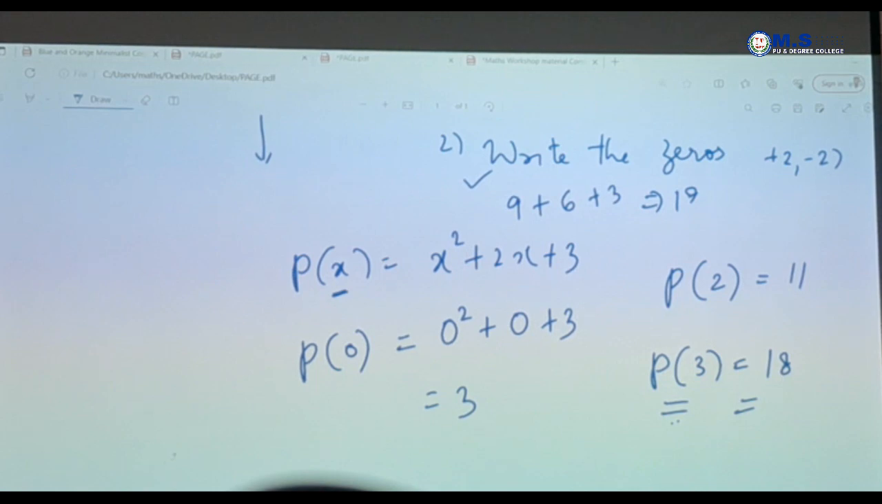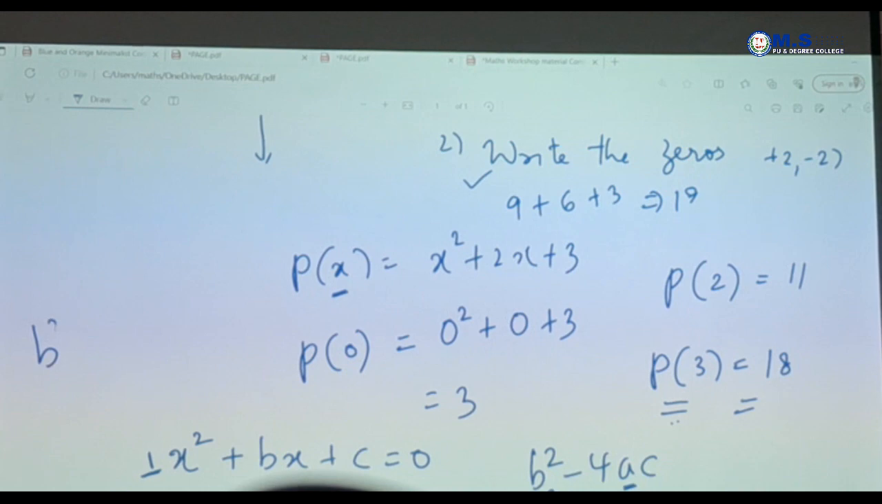Look at the question here. Write the discriminant of this quadratic equation x square plus bx plus c equals 0. What is the answer? What is the discriminant? B square minus 4ac. B is again b as it is. Instead of a, what we have here is 1. That means it is b square minus 4c. Many of the students will write b square minus 4ac. That is incorrect. Here the value of a is 1.